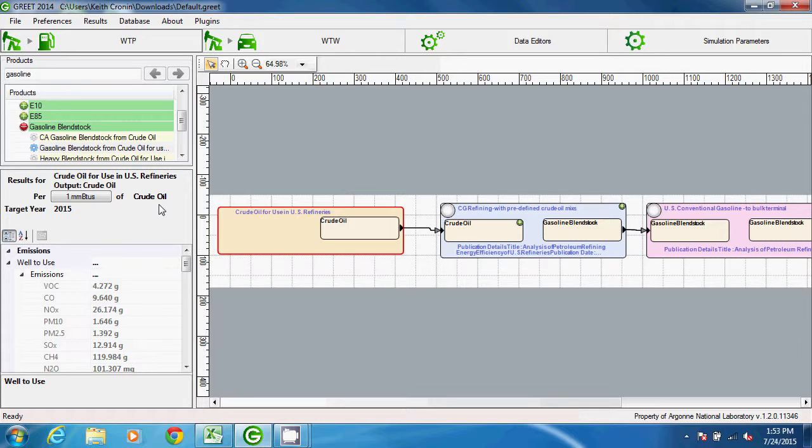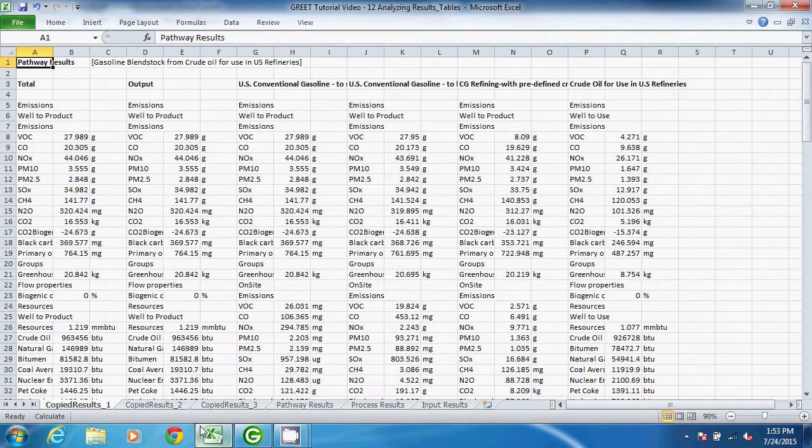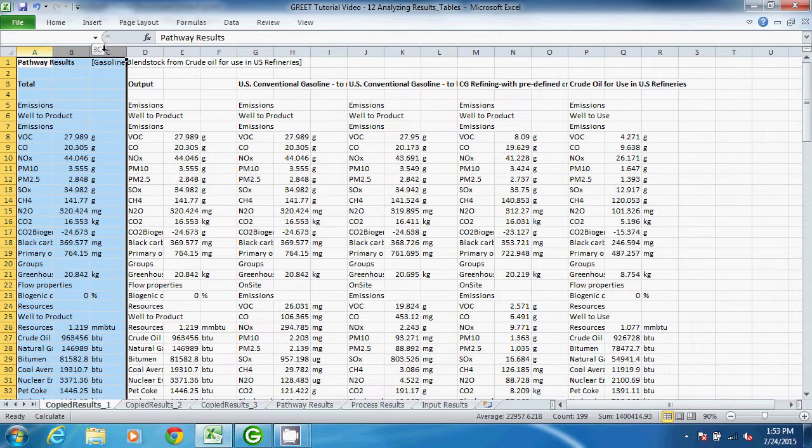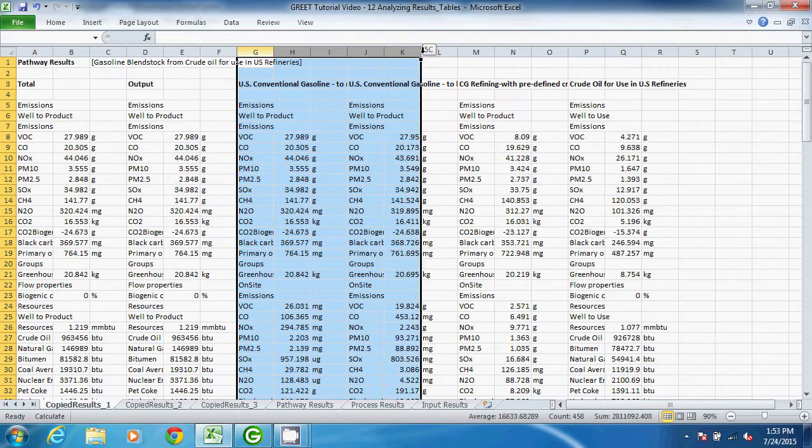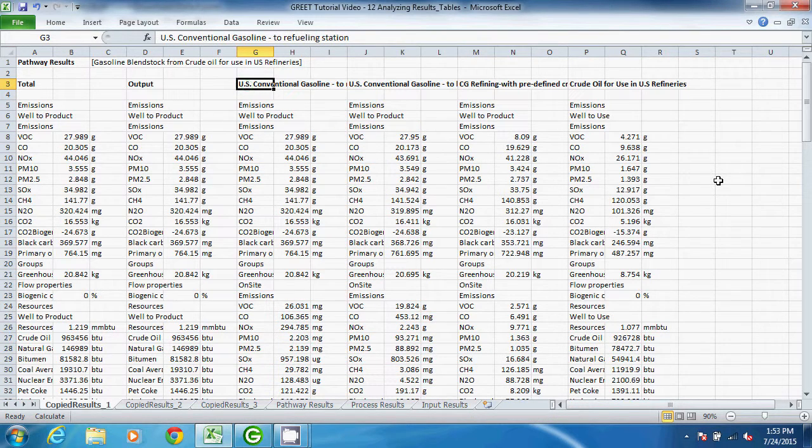You might also remember that results can be copied and pasted into an Excel spreadsheet for more analysis, and I've already done this for each process in this pathway, and I'll pull that spreadsheet up now. The first set of results here is for the complete pathway. The next set represents all inputs up to and including the main output. And this should be the same as the first set of results. The rest of the sets of results are for the other processes, working back from the main output, to refueling station, to bulk terminal, CG refining, and crude oil.